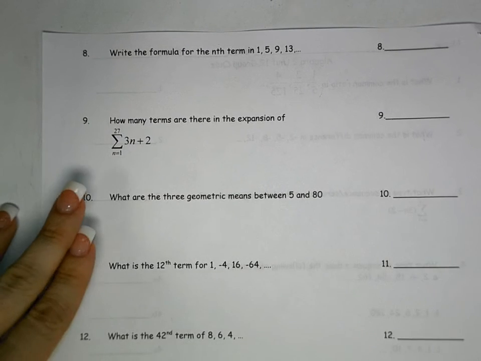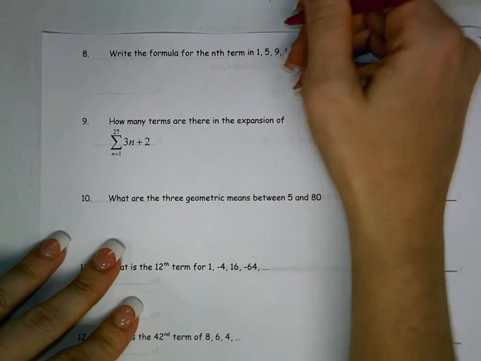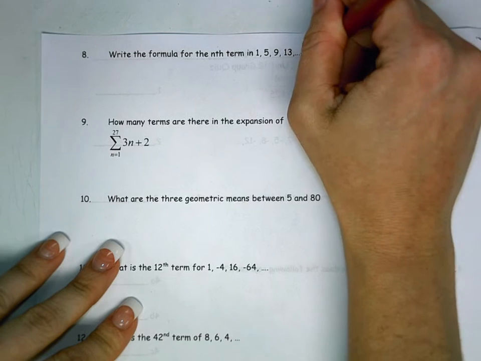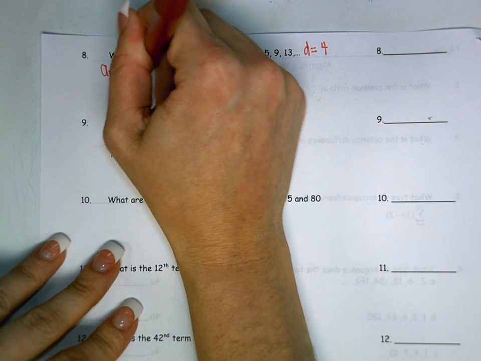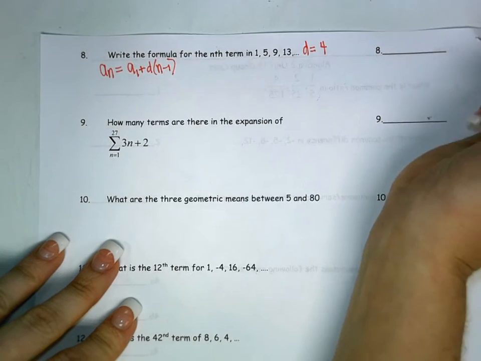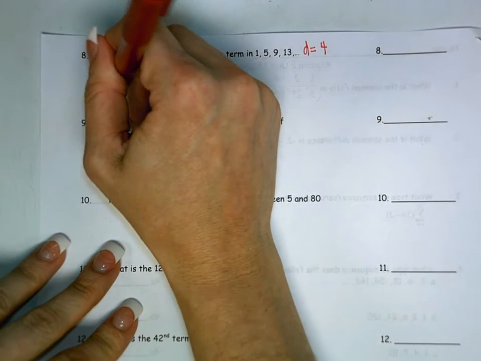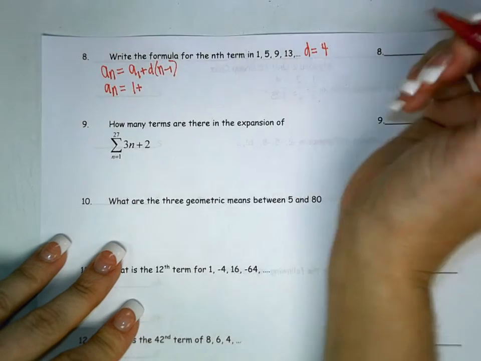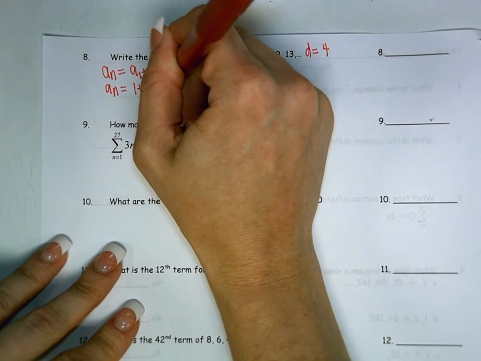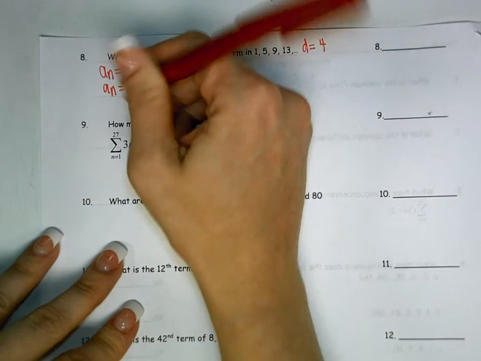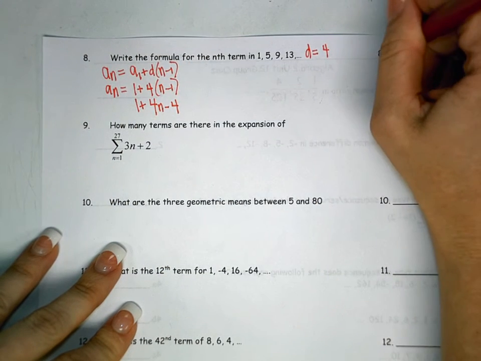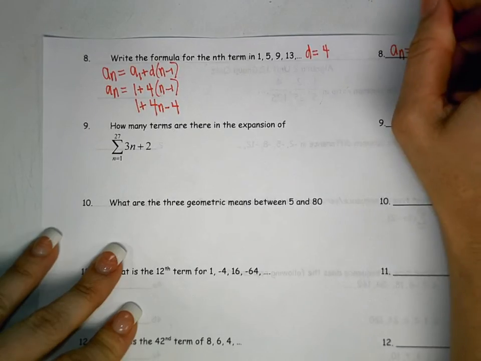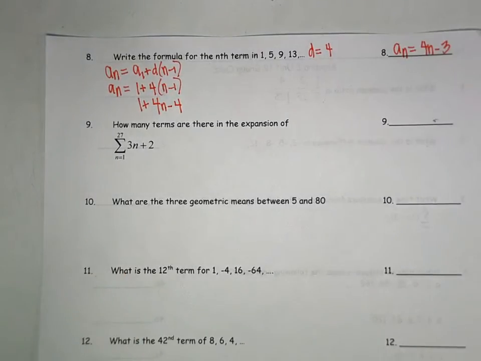Number 8, write the formula again for the nth term. This does have a common difference. Common difference is equal to 4. You're adding 4. So arithmetic sequence formula is a_n equals a_1 plus d times n minus 1. Plug in what you know. So a_n equals a_1 is 1, common difference is 4 times n minus 1. You cannot leave things like this. They do need to be simplified. So 1 plus 4n minus 4 simplifies to be a_n equals 4n minus 3. It does need to be simplified.